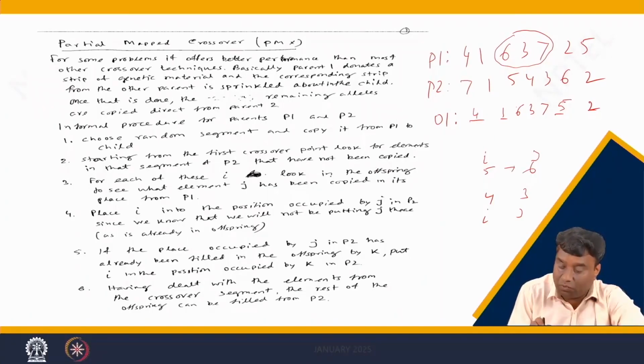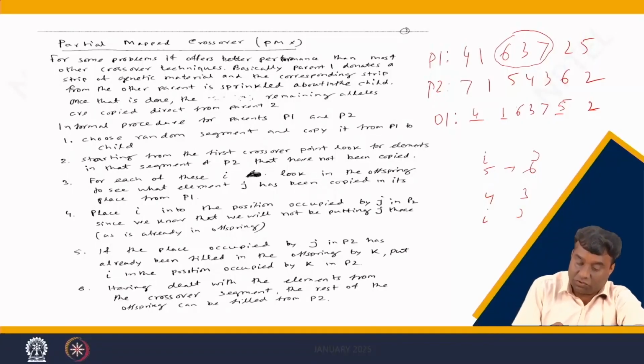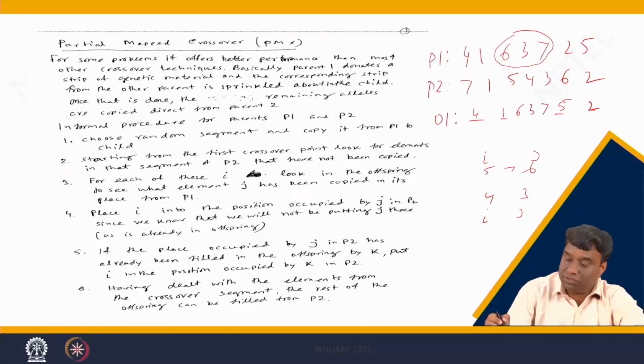For each of the I, look in the offspring to see what element J has been copied in its place from P1. So in its place of 5, 6 is copied. So we need to put 5 in the place of 6. So for each element I, look in the offspring to see what element J has been copied in its place from P1. In the place of 5, 6 is copied, so place I, that is 5, in the position occupied by J.